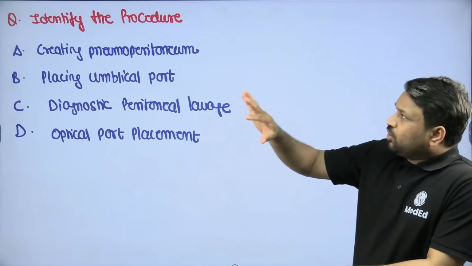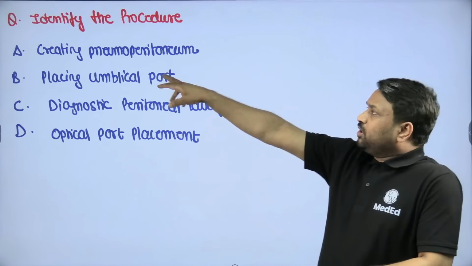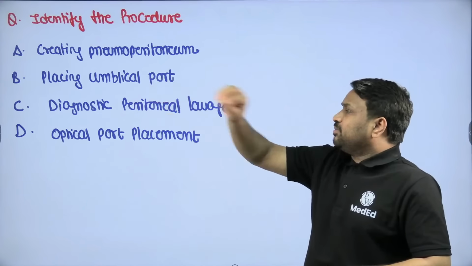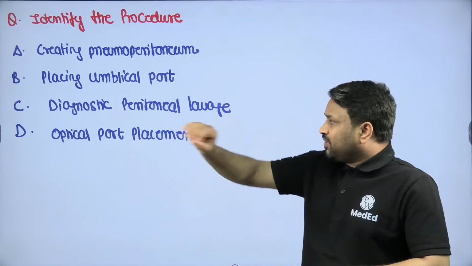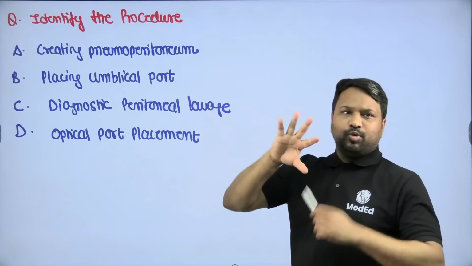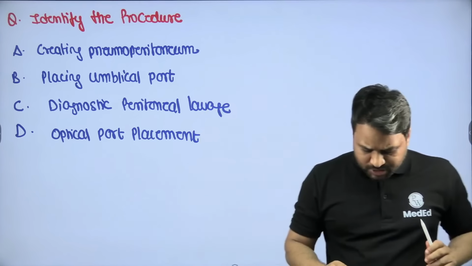So I'm going to show you a video and you have to identify the procedure. Are you creating a pneumoperitoneum? Are you placing an umbilical port? Are you doing a diagnostic peritoneal lavage? Or are you actually placing an optical port? This is what you have to identify. The options are very clear, right?